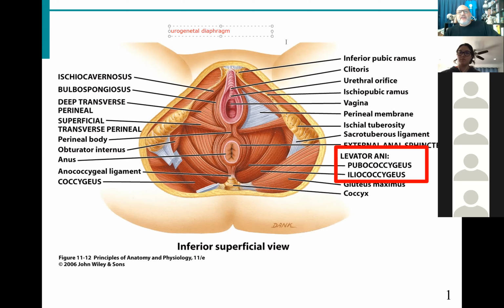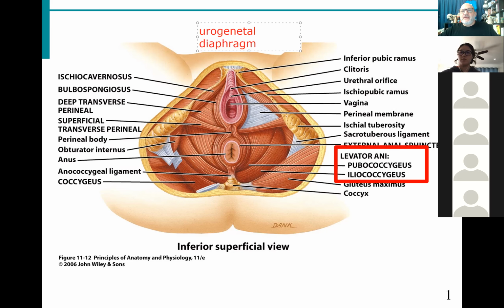And with the urogenital diaphragm, the primary muscle of the urogenital diaphragm is a muscle known as the levator ani muscle. Levator ani muscle is a muscle group made up of the pubococcygeus and the iliococcygeus. And while pubococcygeus and iliococcygeus are incredibly fun to say and to spell, are you actually responsible for them? No. You just need to know them collectively as the levator ani.